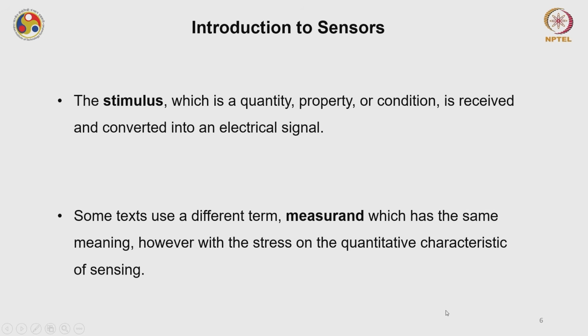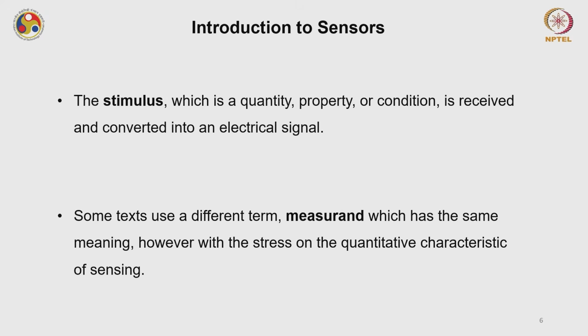The stimulus is a quantity, property or condition that is received and converted into an electrical signal. This condition can be anything. It can be humidity in your room, the motion of your car, or the wind speed that an aeroplane is measuring. So the stimulus can be anything that is being measured. Some texts use a different term, measurand, which has the same meaning, however with the stress on the quantitative characteristic of sensing.